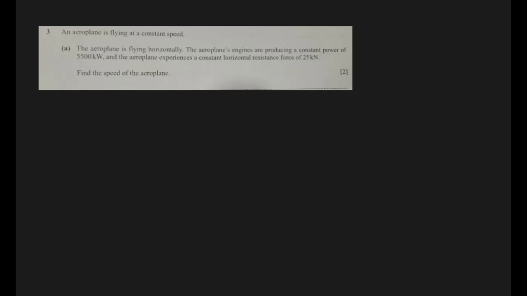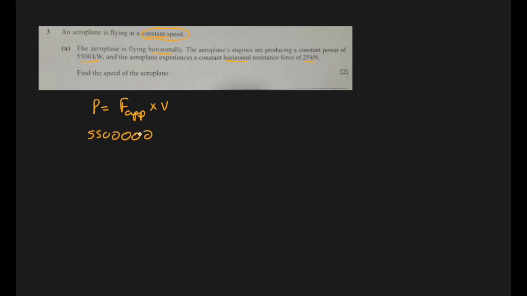Question number 3. An aeroplane is flying at a constant speed horizontally. Its engines are producing a constant power of this, okay, and a constant horizontal resistance of 25 kilonewtons. So flying horizontal, resistance is horizontal, so not a problem. Find the speed of the aeroplane. So we know that power by any engine is the force applied by it multiplied by the speed at which the body is moving at that instant, a specific instant, because it's constant speed, so we can take it for any time, right?